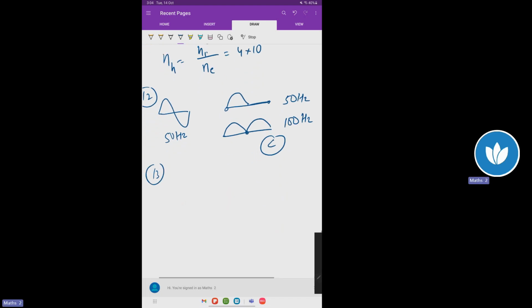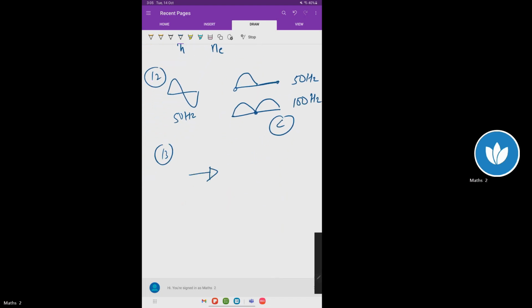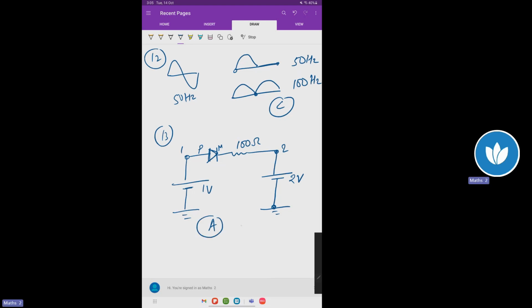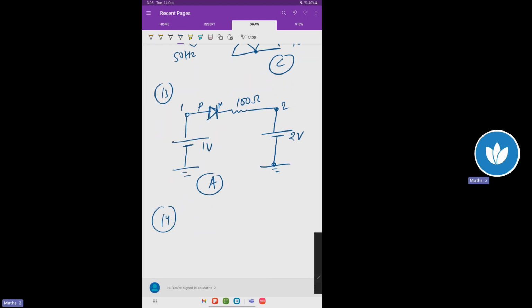Question number 13. This voltage is 0, this will be 2, and this is 1 volt. So this diode is in reverse bias. There will be no current. So option A, 0.